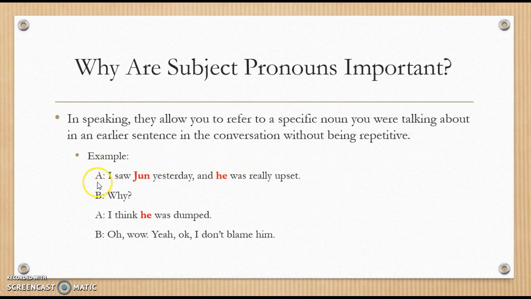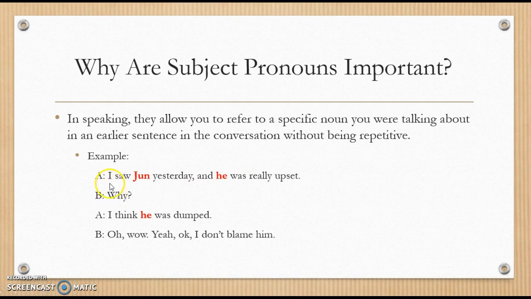So here's an example of a conversation between two people. You have a person A and person B. Person A says, "I saw June yesterday and he was really upset." So you see right here, we have the person's name June the first time, and in the same sentence, but in a later clause, we're referring to June as he. So it allows us to refer to the same person without saying June again.